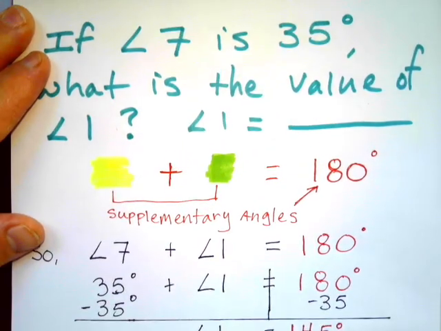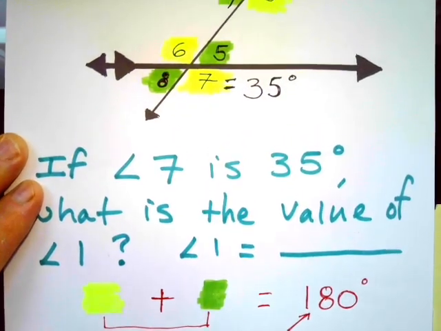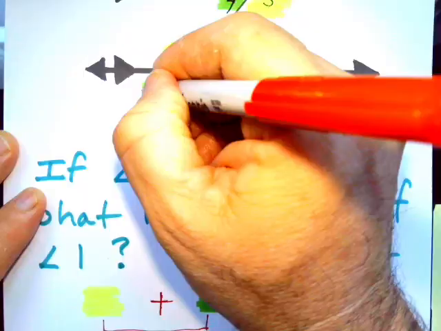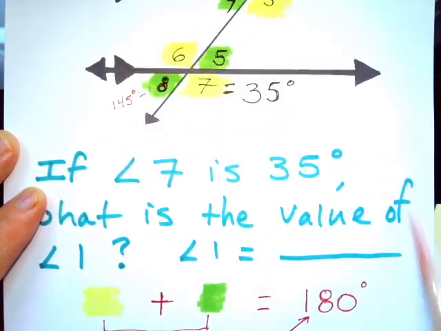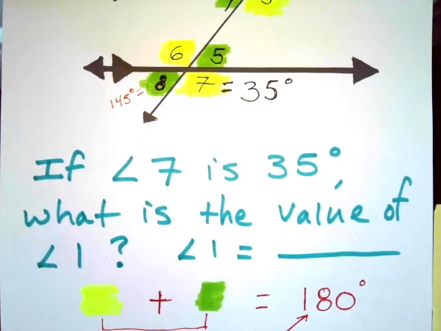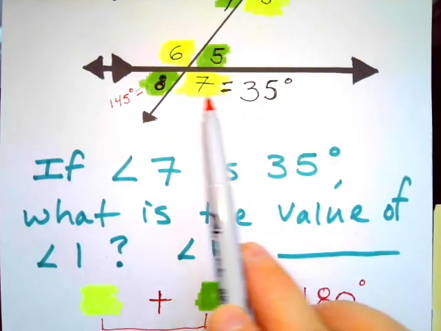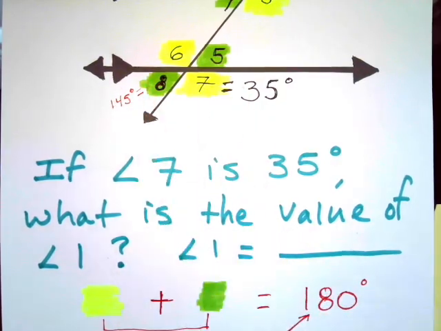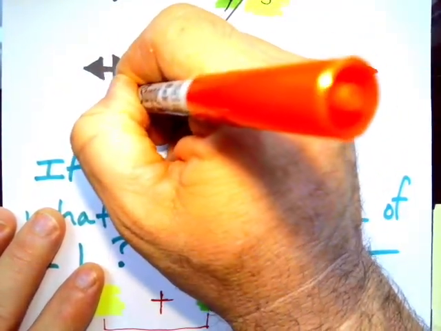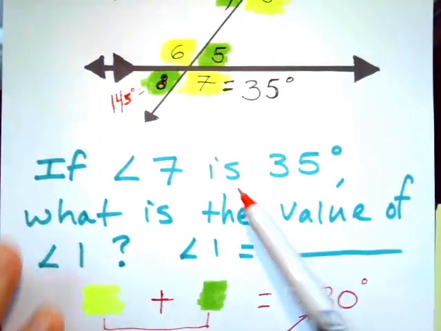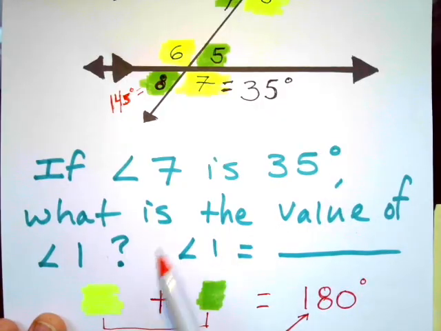I'm going to come back down here. I don't want to speed through this. I like to go a little slower. There we go. Angle 8 is equal to 145 degrees. And again, this is how you're going to check your answer. Is 145 plus 35 equal to a straight line, 180? It absolutely is. So I know my answer for angle 8 is 145 degrees. Oh, but wait a minute. They're asking about angle 1.